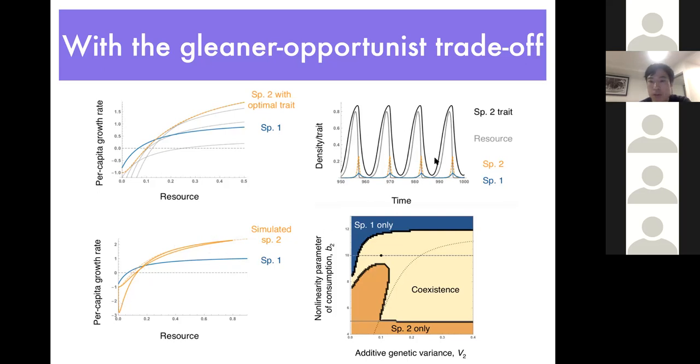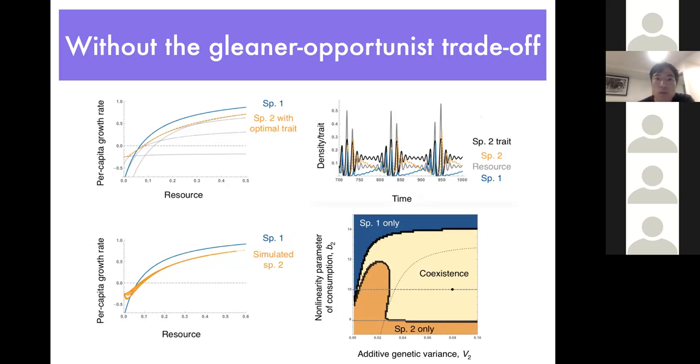And the top right figure shows the actual time series of numerical simulations of two coexisting species. And the bottom right figure shows the phase diagram where the x-axis is the adaptation variance of the trait, and the y-axis is some parameter of species 2. So you can see that when v is 0, the parameter space for coexistence is very limited. And this is the classical greener-opportunist trade-off coexistence. But if you increase the variance, that promotes rapid evolution, and that can result in coexistence of the two species.